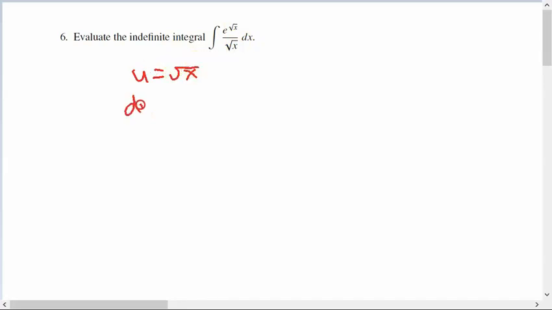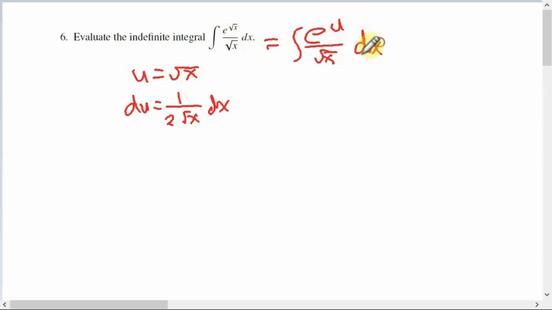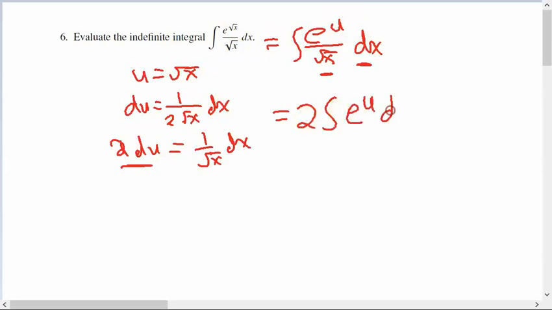And what's going to happen is du is going to be 1 over 2 square root of x dx. So this becomes e to the u, and then I still have my square root of x in the denominator dx. Well, that's 1 over square root of x. And so from here I can see that 2 du equals 1 over square root of x dx. So that will replace this stuff that's left over. So doing that, I'll get 2 du. So I'll put 2 du is going to replace what was left over.